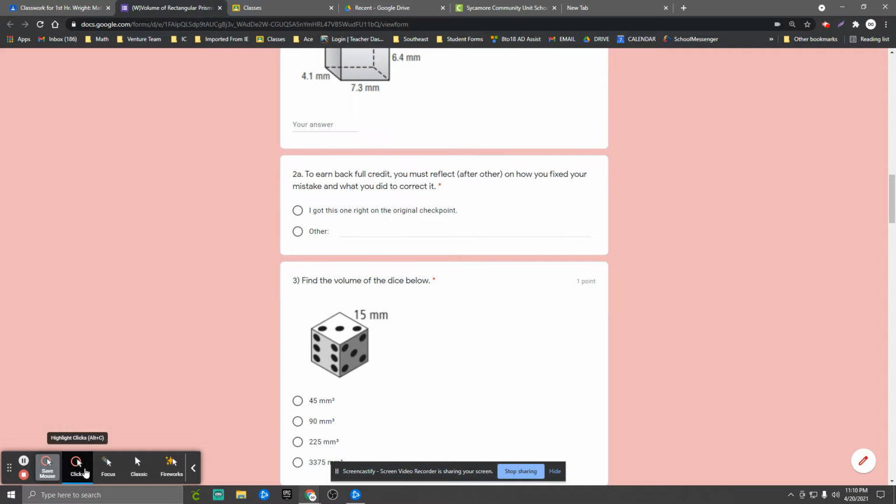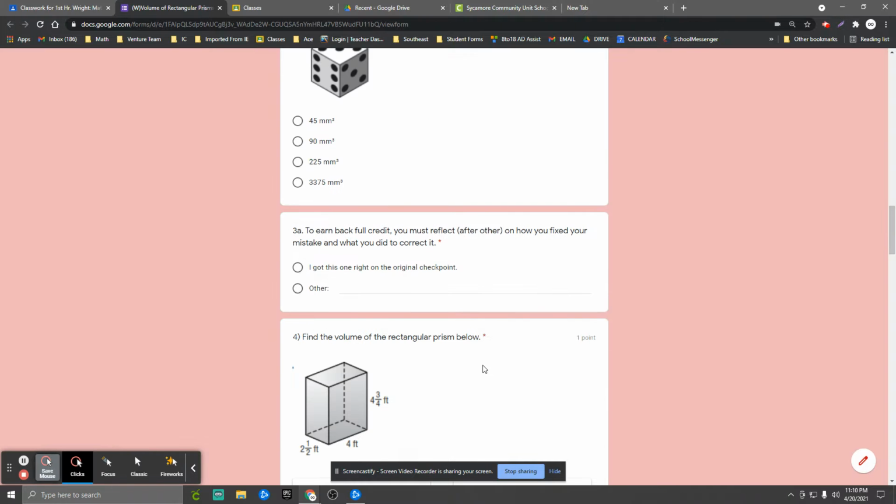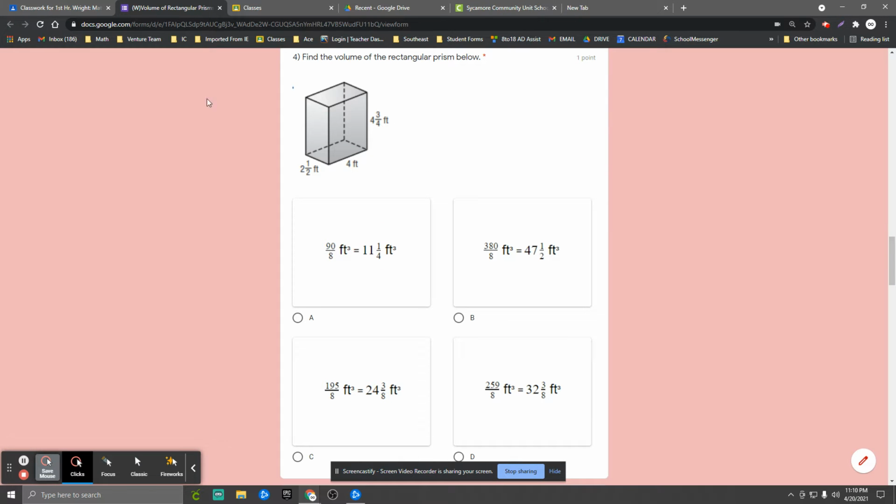The next one is a cube, and it's talking about a dice, I should say, or a cube. Each length is 15. So 15 times 15 times 15. A lot of students try to say 15 times 3 because they just rush through. So it's not 15 times 3, it's 15 times the length of 15 times the width of 15 times the height of 15. So make sure you just do 3 of 15s. Then reflect.